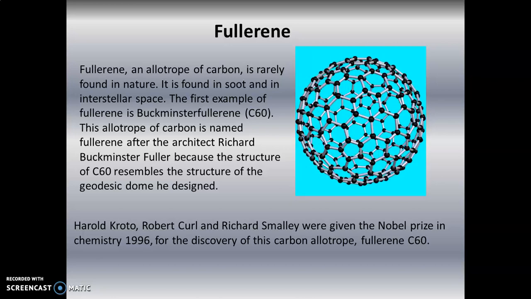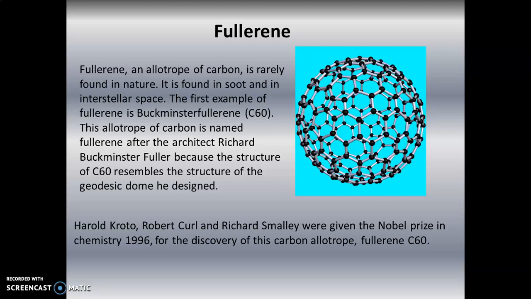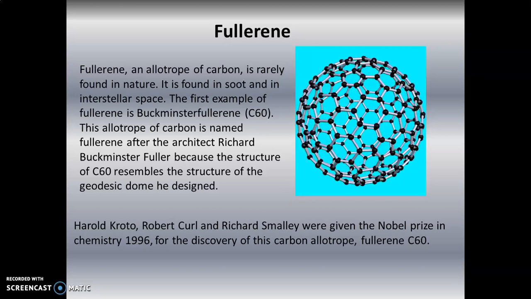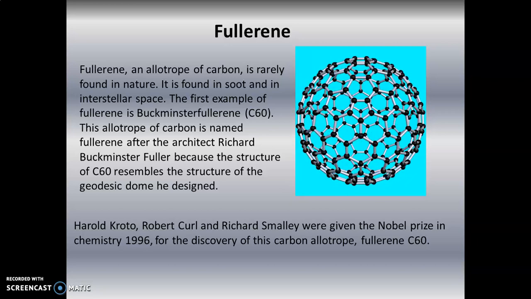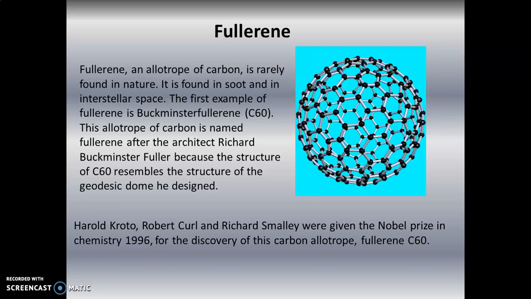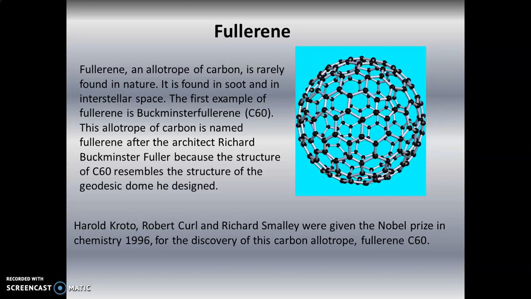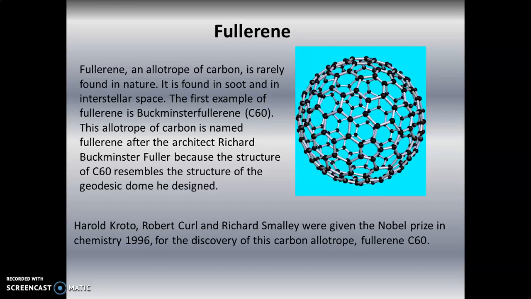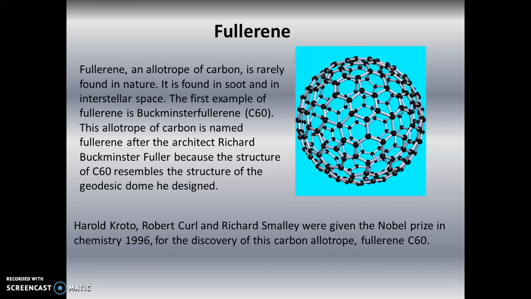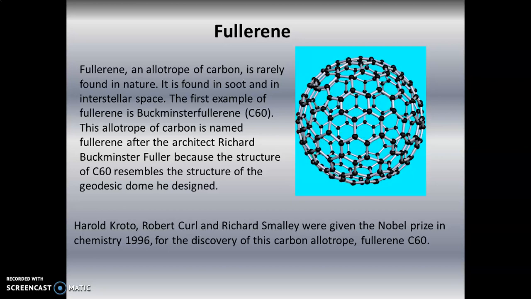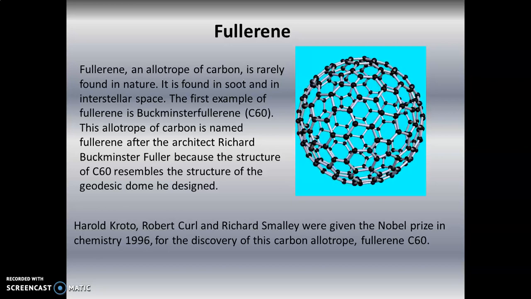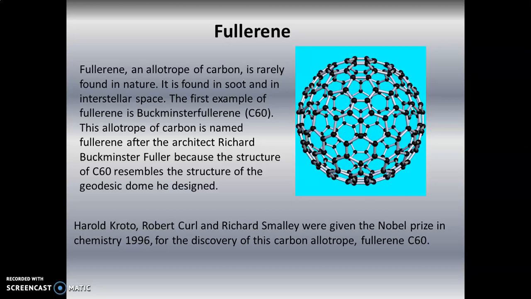This allotrope of carbon is named fullerene after the architect Richard Buckminster Fuller because the structure of C60 resembles the structure of a geodesic dome design. Okay, so you can see the dome or circular shape structure. This is a very rare allotrope of carbon, and the first example is C60.